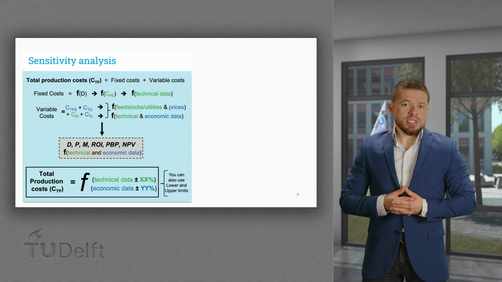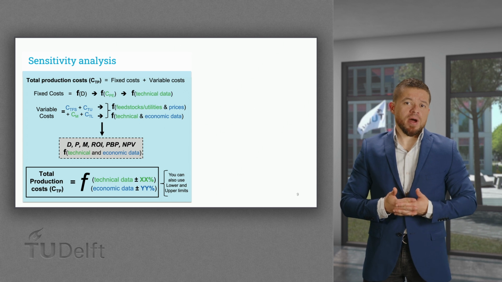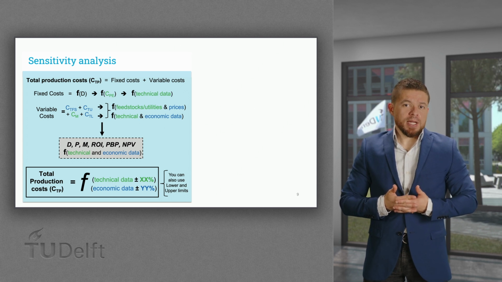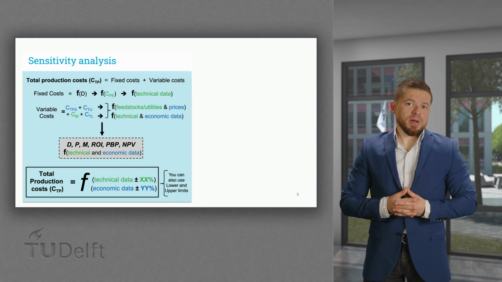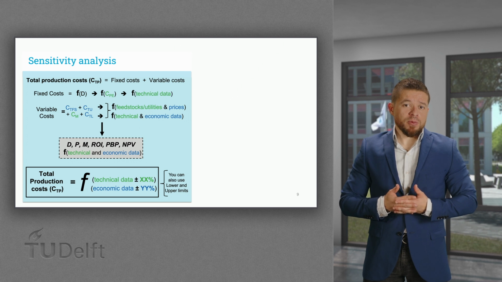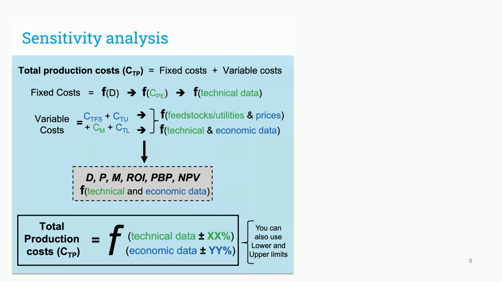This distinction between technical and economic data is important since the results of the sensitivity analysis can help us to identify what functions should be prioritized for further technological research and development. For example, it could be better to focus on improving the volumetric productivity of a fermentation system rather than developing a fermenting strain that is more resistant to higher product titers.